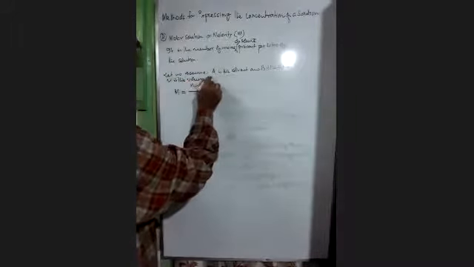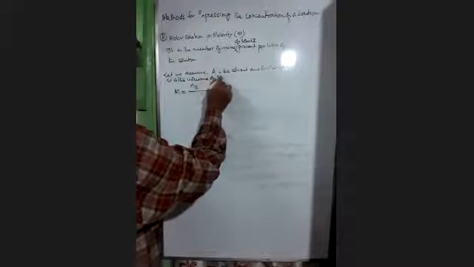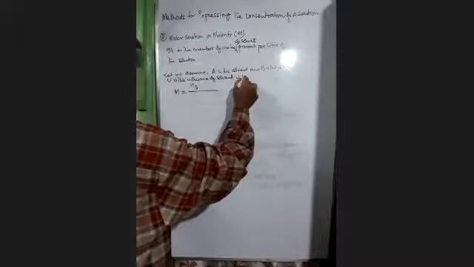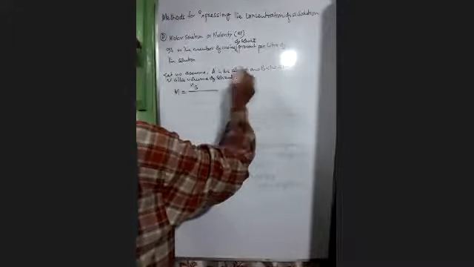V is the volume of solute. Okay. In liter. So I'll write now here V. M equal to NB by V.